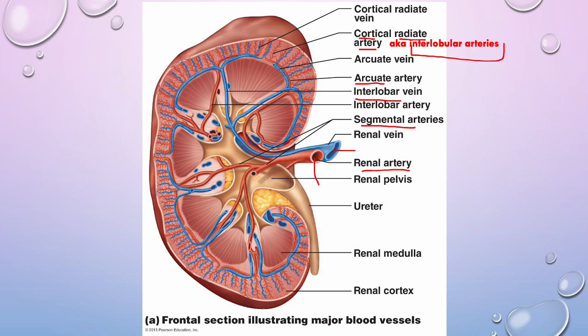They're going to go back to the venules and then to the cortical radiate vein, then to the arcuate vein, and then to the interlobar vein, and then to the renal vein. Okay? Pretty important. Start to think about the places that we have talked about already: the medulla, the cortex, and of course this one is the capsule, okay?